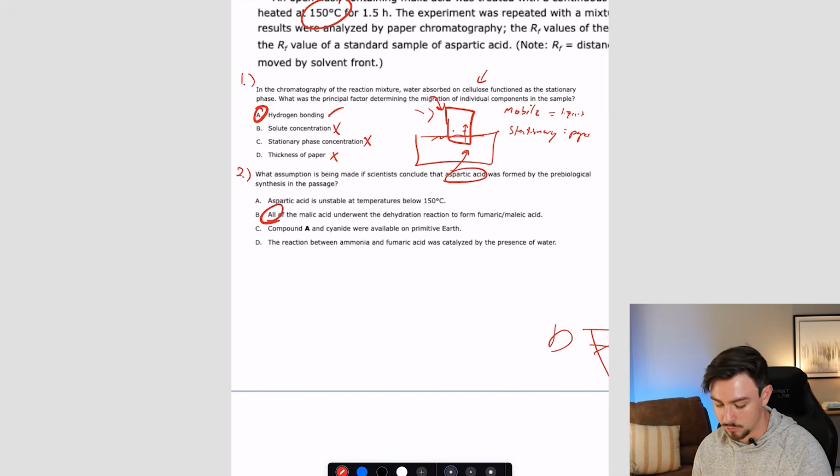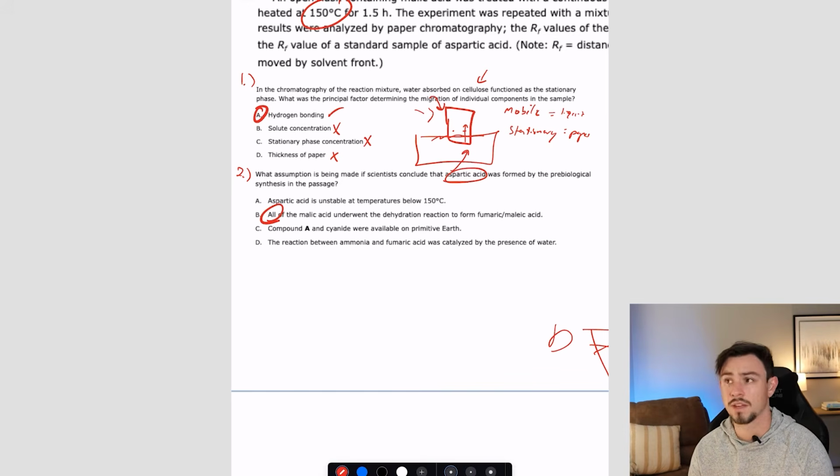And then D says the reaction between ammonia and fumaric acid was catalyzed by the presence of water. Well, water is nowhere in here. It also doesn't even talk about water really being a catalyst. Maybe they're trying to trick you with these dehydration reactions, but they synthesized it here without the mention of that. So I don't think that D has to be true either. So answer choice C is correct.